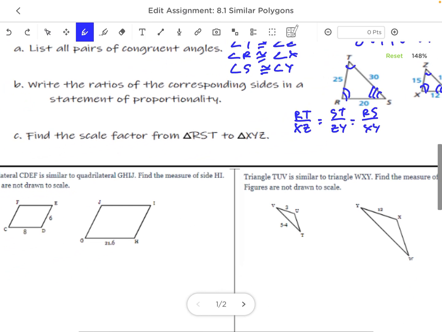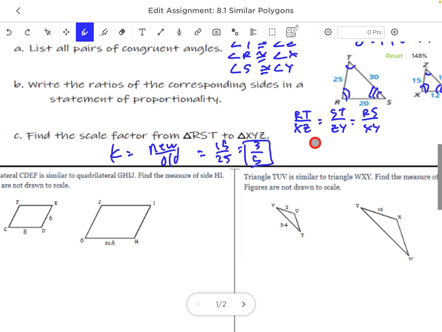Okay, so now find the scale factor. Well, we said the scale factor K is new over old, right? And it says it goes from RST to this one, so this one's going to be the new one. So it's going to be 15 over 25, which reduces to 3 over 5. So that's our scale factor.